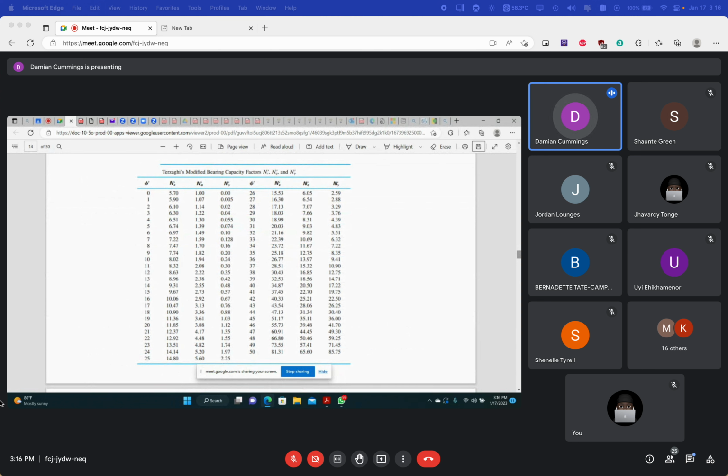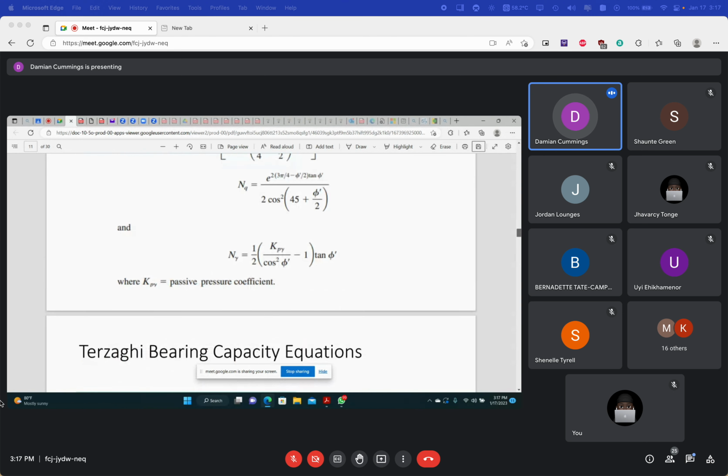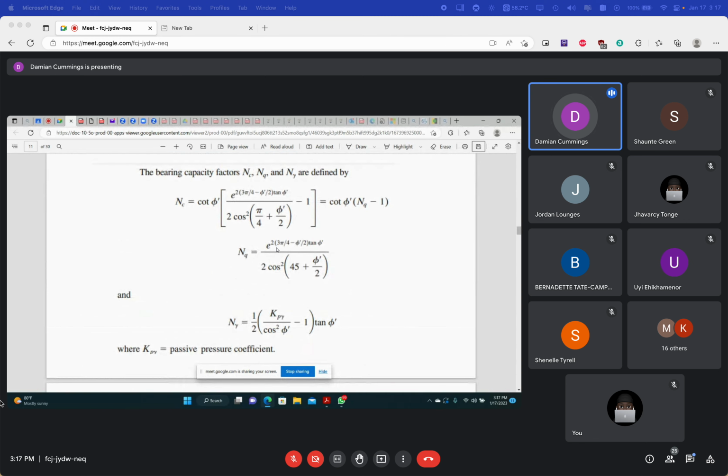So once I know the internal angle of friction for the soil, that's phi, say phi is 30, 35, which is common, then I can go ahead and read all of these bearing capacity factors. Normally you don't need to go back and calculate all of these.